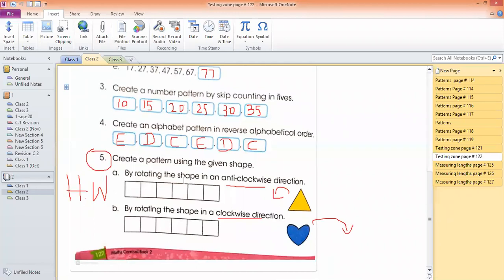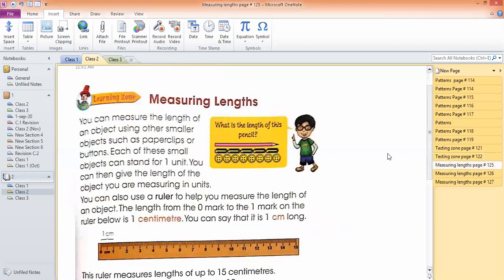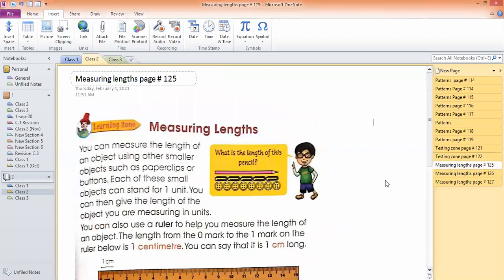Question number 5 was homework. And guys, I received answers from some of you, but some students make mistakes. That's why today I'll tell you how you have to make this pattern by changing the direction into clockwise or anti-clockwise. First we will see this, then today we are going to start a new topic, that is measurement. It is on page number 125 and a new unit, and today we'll discuss measuring length.